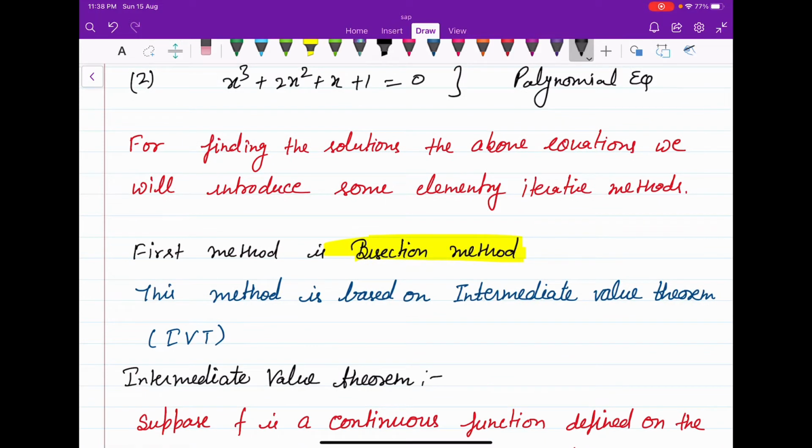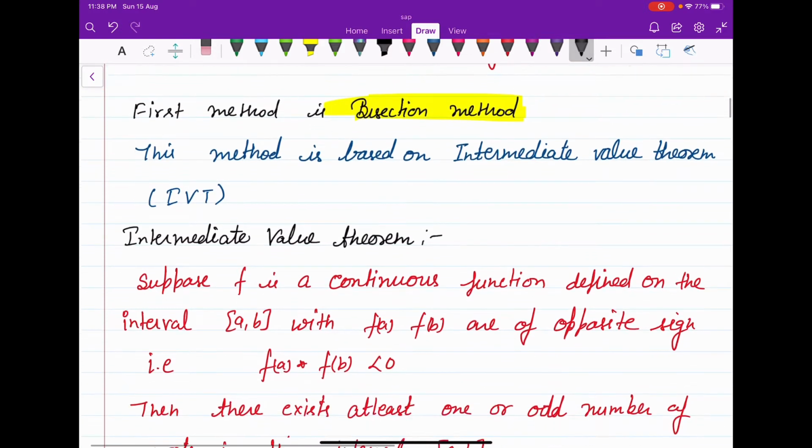So there are many methods to find the solution of a nonlinear equation. First of all, we are going to discuss the bisection method. The bisection method is based on the intermediate value theorem. What is the intermediate value theorem?